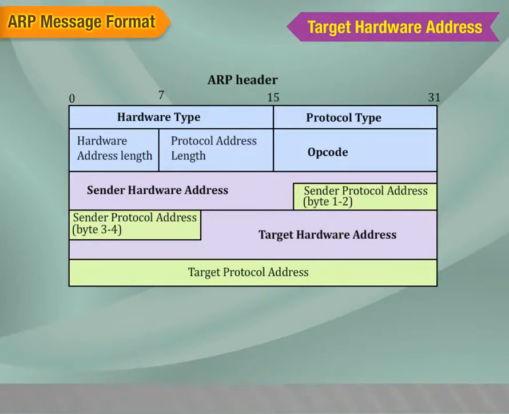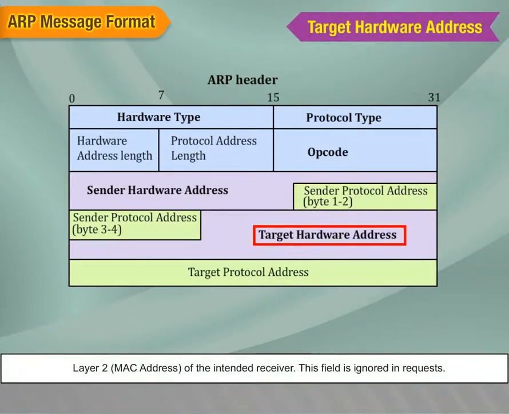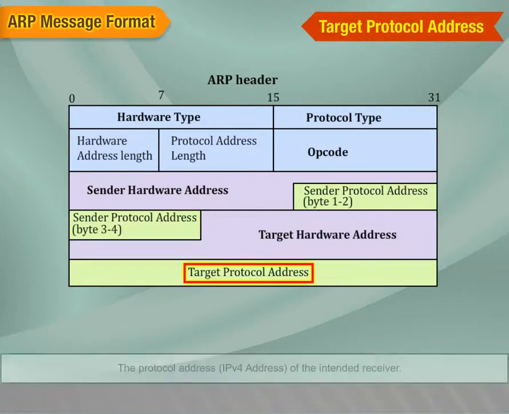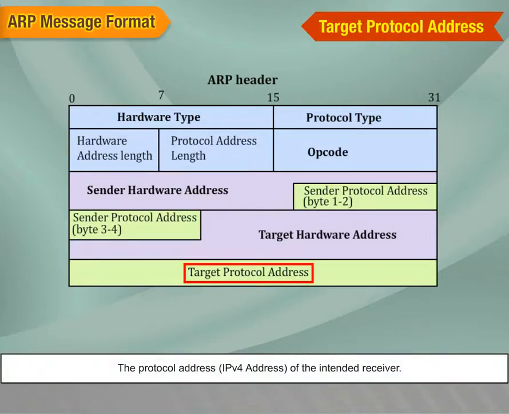Target hardware address. Layer 2, that is MAC address, of the intended receiver. This field is ignored in requests. Target protocol address. The protocol address, IPv4 address, of the intended receiver.